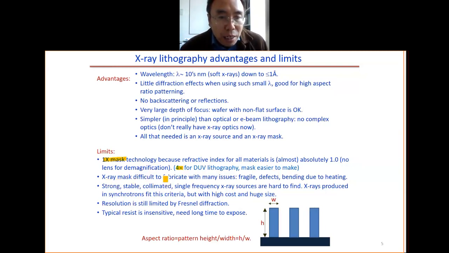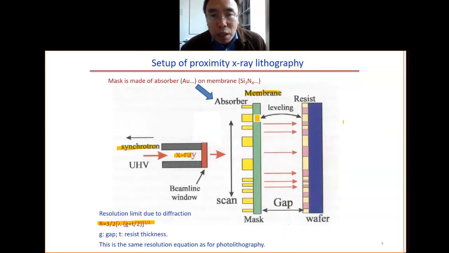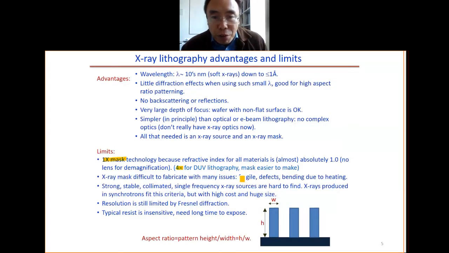Secondly, the mask is difficult to fabricate, and there are lots of problems because this one is only for the high resolution X-ray lithography. This one is only about 100 nanometer thick. So you can imagine 100 nanometer thick over many centimeter size. Then it will be very fragile, and it can be distorted, bended because of heating and other problems.